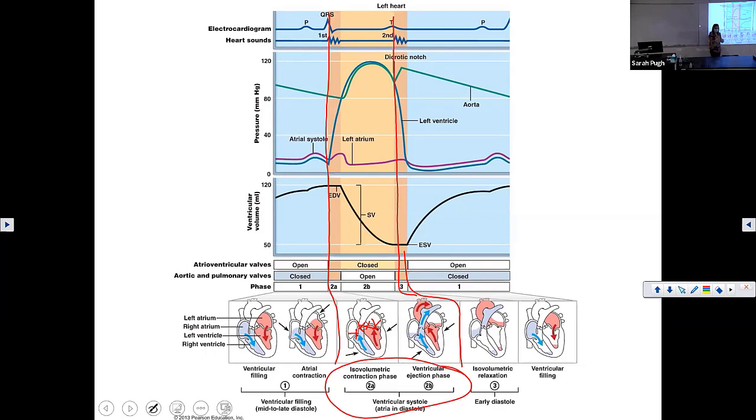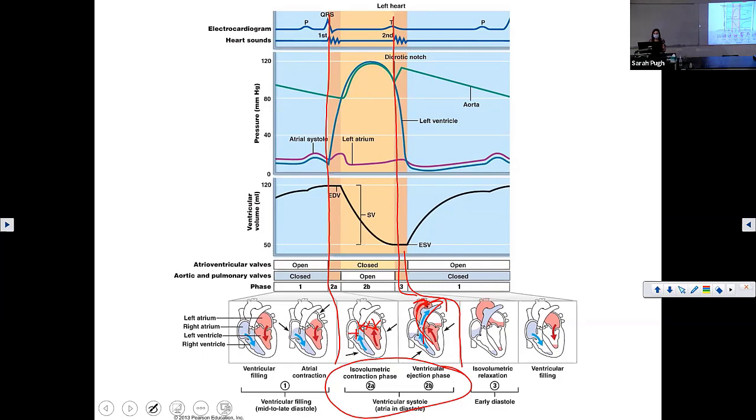Until eventually, the ventricles squeeze so hard that those semilunar valves pop open and the blood can get ejected, right, out those large vessels, those large arteries. And we call that ventricular ejection. Both of those are found in ventricular systole. Okay? Ventricles are squeezing during both of those. Now let's look at volume.